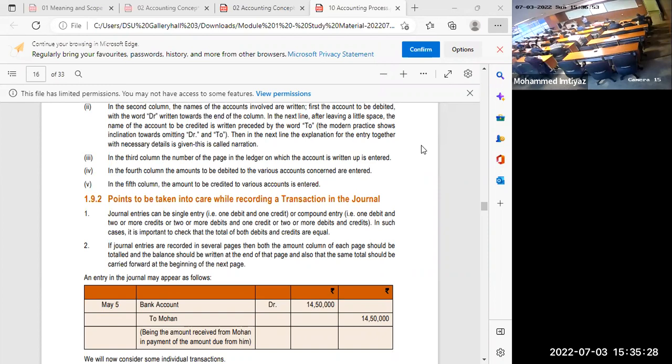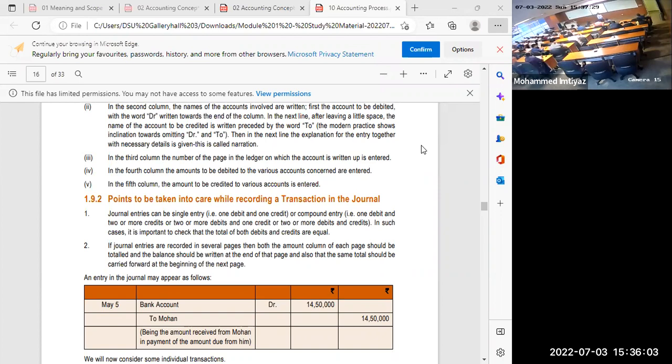Date column, then particulars column, then one LF column, a very small one, the ledger folio number column. The particulars column can be a little bigger, 50% of your notebook. Look at this, the particulars column has a little more space, right? And then the LF number column, then debit, then credit. You just take this format and go back to the previous page which you left blank.